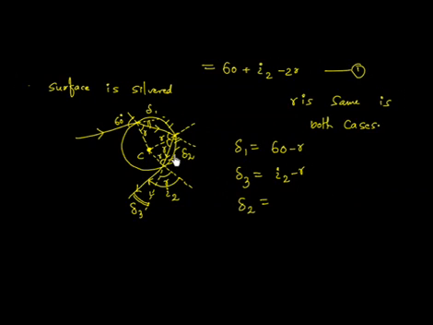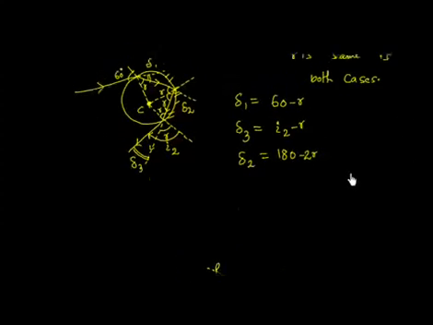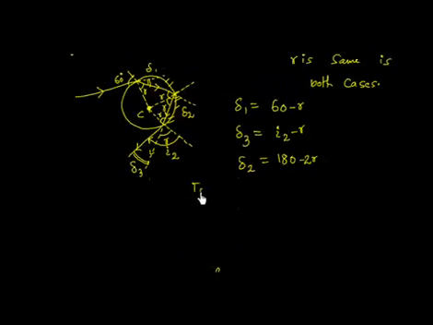And delta 2 will be basically 180. This angle is 180 minus 2r. Are you getting or not? This angle is r, this angle is r. So this is 180 minus 2r. Now things are easy. So what is the total deviation? So you can calculate total deviation in this case. So total deviation in this case you will have is equal to 60 minus r plus I2 minus r plus 180 minus 2r.